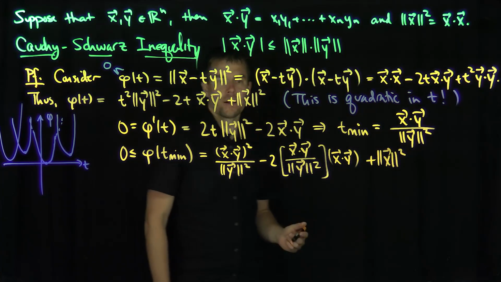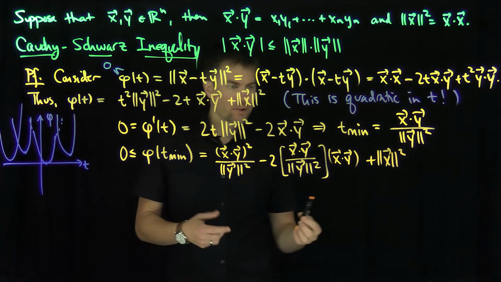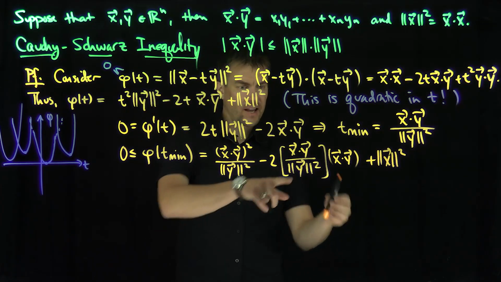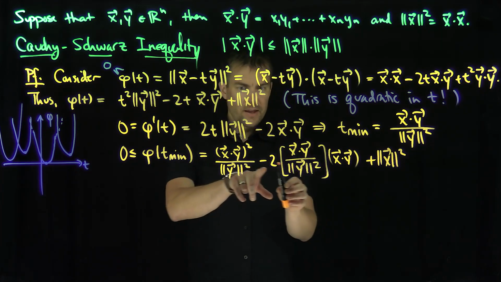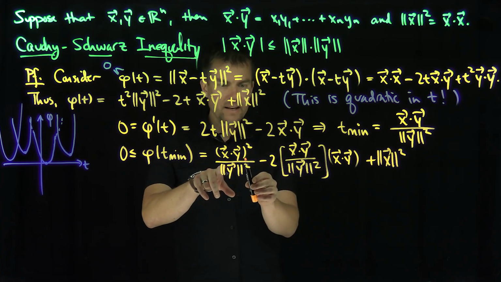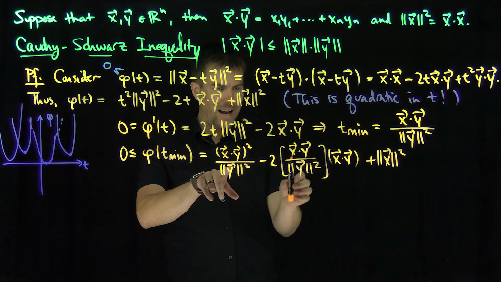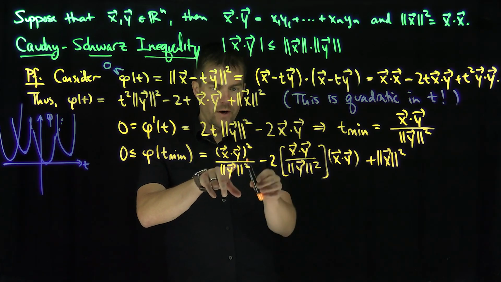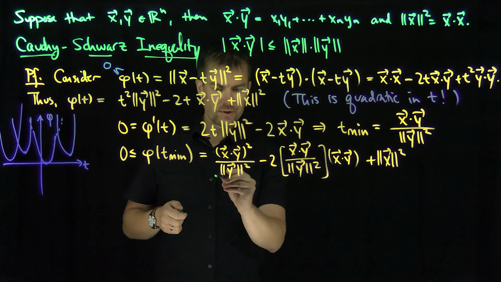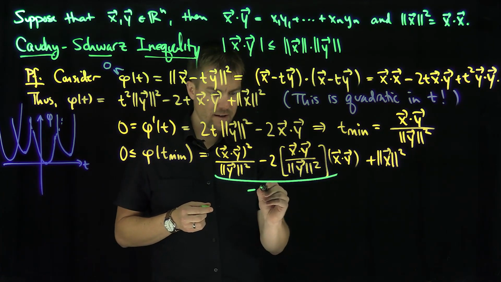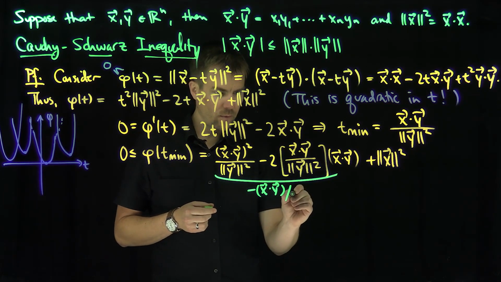squared, okay? So this expression is always not negative over here, so what we can see is the following. We can see that there's going to be a total factor of what? Over here, this is going to be a minus x dot y quantity squared over the length of y squared. So these two terms just simplify to negative x dot y quantity squared over the length of y squared.